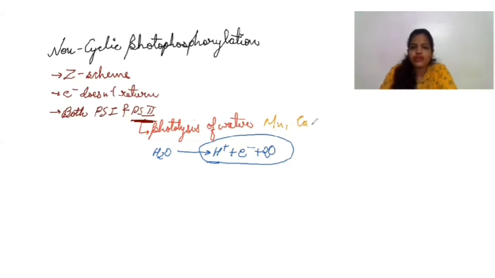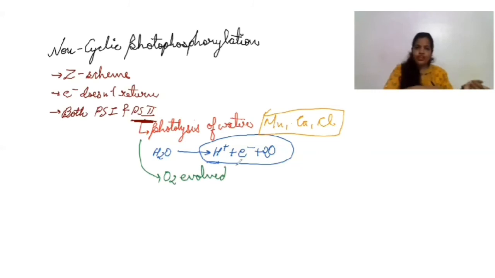And third one is chlorine. Remember these three elements which are used for photolysis of water. Now, as photolysis of water is occurring, what is going to evolve? Oxygen is evolved.